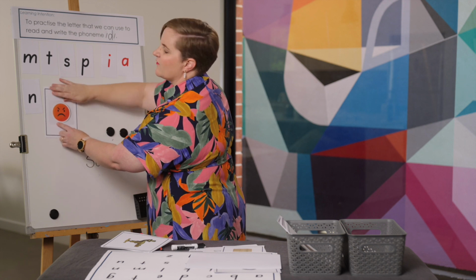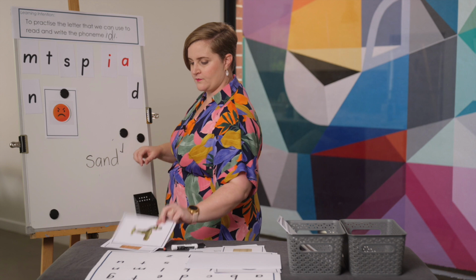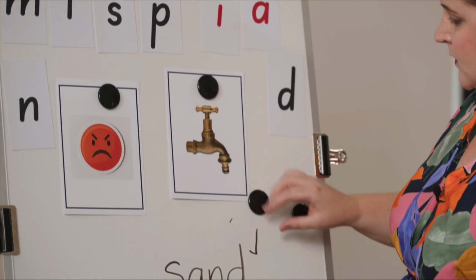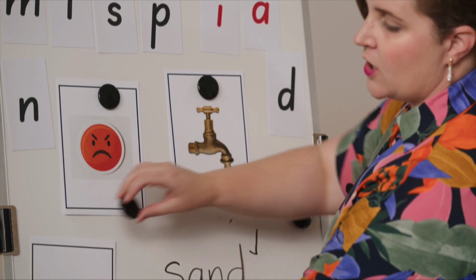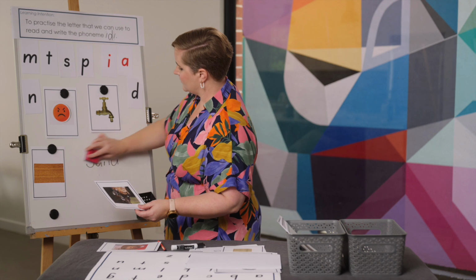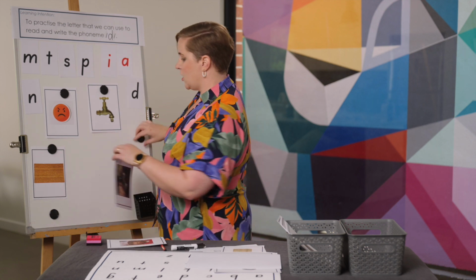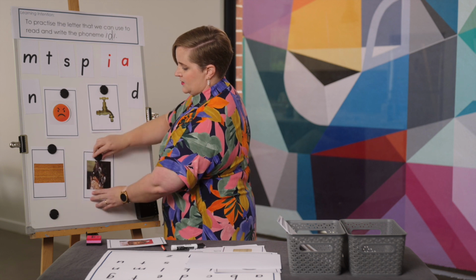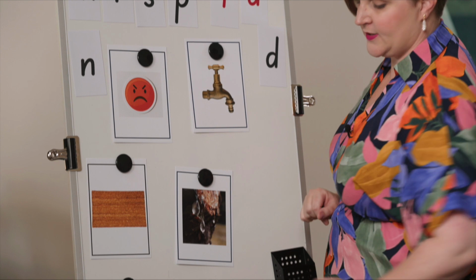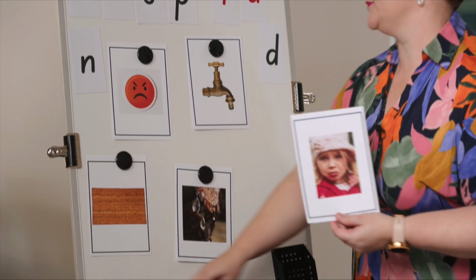This is a picture of a mad face, mad. This is a picture of a tap. This is a picture of a mat. This is a picture of some sap. Oops, that's upside down. Put it this way. And this little girl is sad.